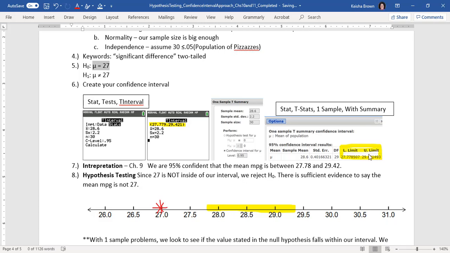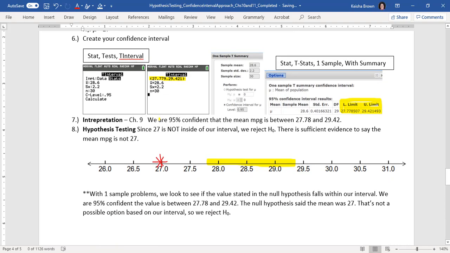How we interpret these values: we are 95% confident that the mean miles per gallon is between 27.78 and 29.42. And once again, this is based upon our sample of 30. So do we have enough proof to say that it's changed? Well, the mean was 27. That's what it said in the old models. Now we're saying our mean is between 27.78 and 29.42. So since our null hypothesis value is not inside of our interval, we reject the null hypothesis. We say that the mean has changed. We have sufficient evidence.